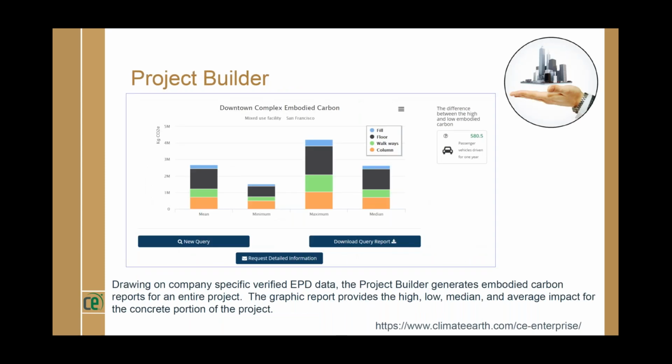The next application is the Project Builder, which queries a specific company's EPD's data and calculates the embodied carbon for the entire project. You can see here an example project that requires 4 mixes: fill, floor, walkways, columns. And based on the total yards of concrete needed for each mix type and the current EPD data for the company, the total concrete's embodied carbon ranges from a minimum in this example of 1,500 metric tons to a maximum of 4,000 metric tons. This gives the building professional a realistic estimate of what is possible for their total building's embodied carbon with that producer.